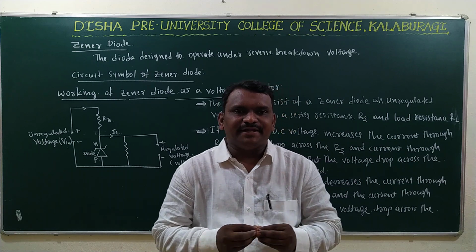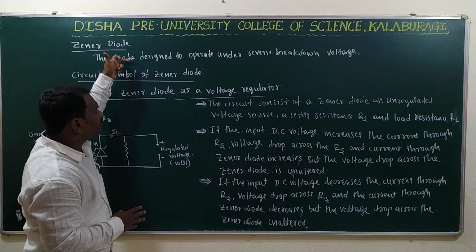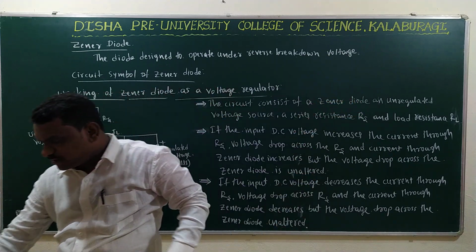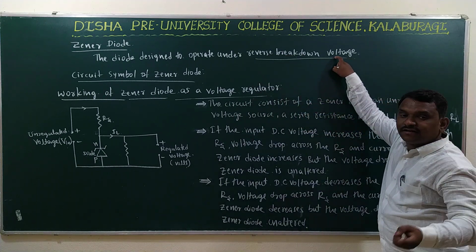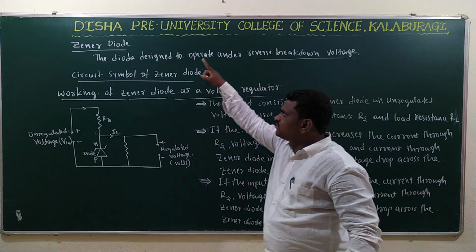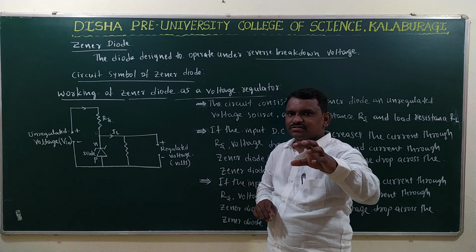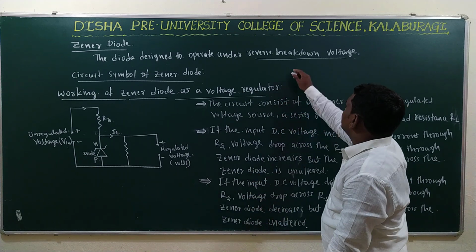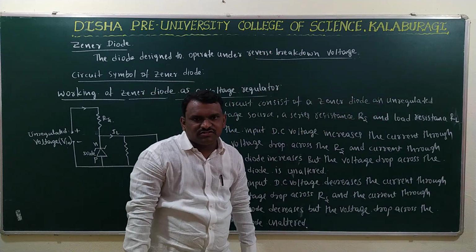In today's class we discuss one of the special diodes, that is the Zener diode. What is the special character of the Zener diode? The diode is designed to operate under reverse breakdown voltage. In the reverse breakdown voltage the diode conducts the maximum amount of current. This Zener diode produces current in both biases, but in the forward bias it produces a lesser amount of current, while the greater amount of current is produced in the reverse breakdown voltage. This is the special character of the Zener diode.